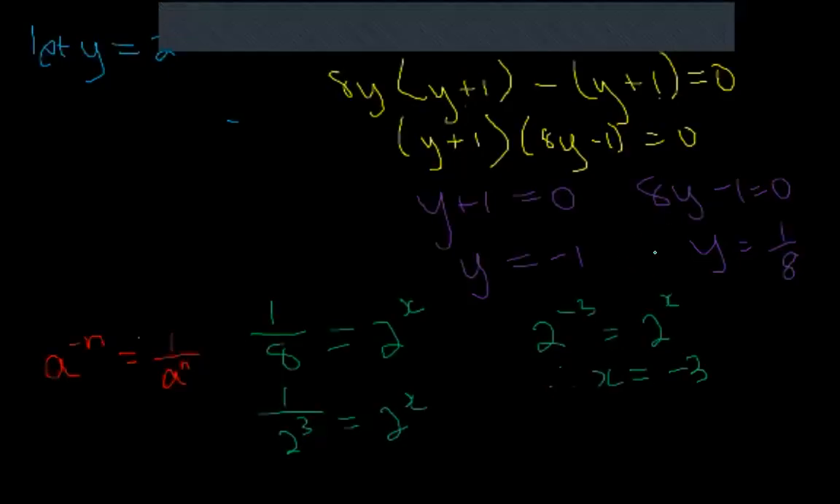But that's just one value. You don't just neglect the other value. No. You have to use both values. So that's it for part (a). I get x is equal to minus 3. So we're good with that?